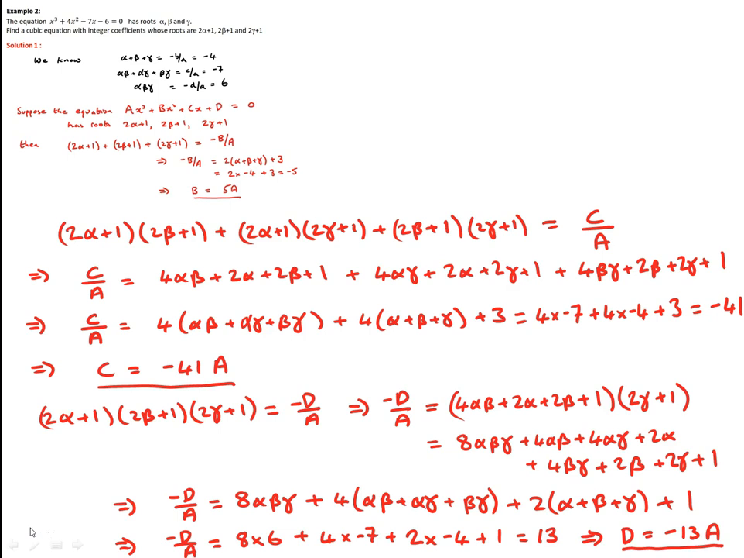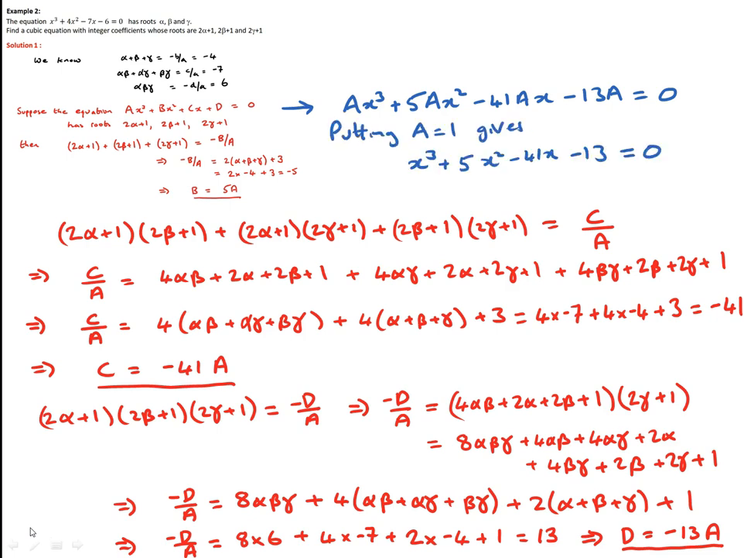So the equation that I've got, which was ax cubed plus bx squared plus cx plus d equals 0, can now be rewritten as ax cubed plus 5ax squared minus 41ax minus 13a equals 0. And if we let a equal 1, then we get the cubic equation x cubed plus 5x squared minus 41x minus 13 equals 0 is the equation which is going to have roots 2 alpha plus 1, 2 beta plus 1 and 2 gamma plus 1.